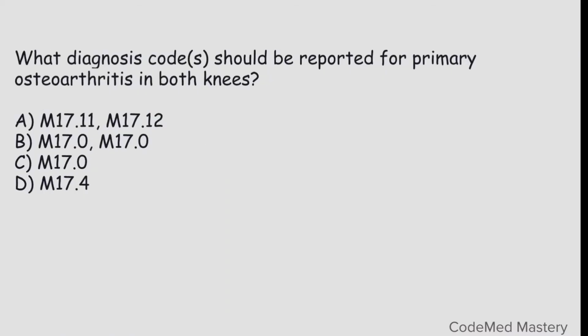Next question. What diagnosis codes should be reported for primary osteoarthritis in both knees? In option A, they have mentioned the code M17.11. In option B and C, there is M17.0. In option D, they have mentioned M17.4. So first, let us check these three codes, M17.11, M17.0 and M17.4.